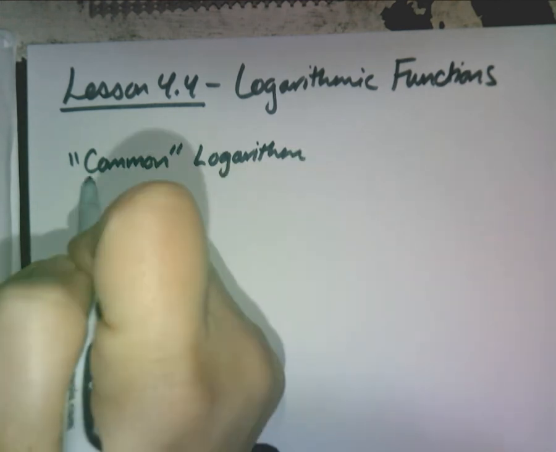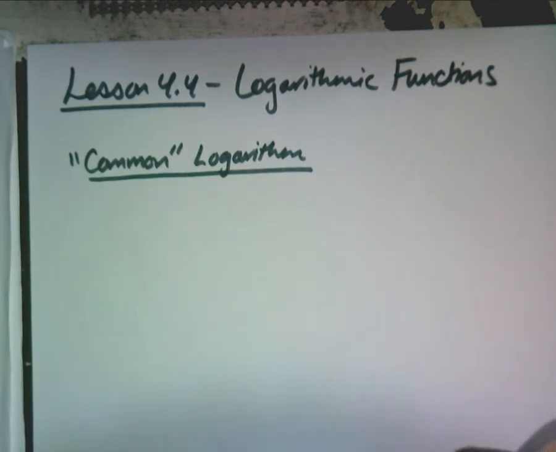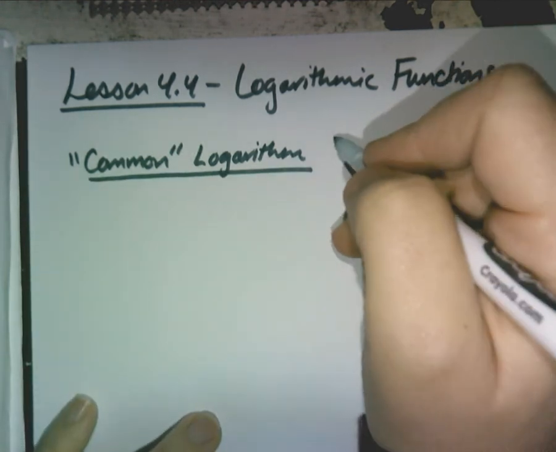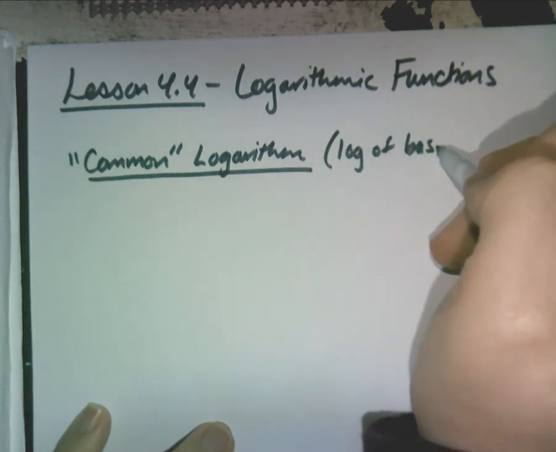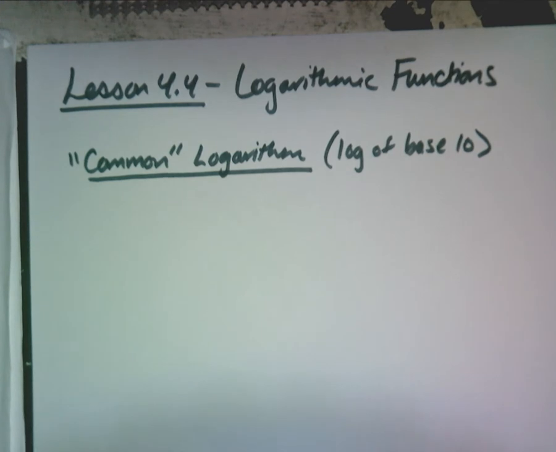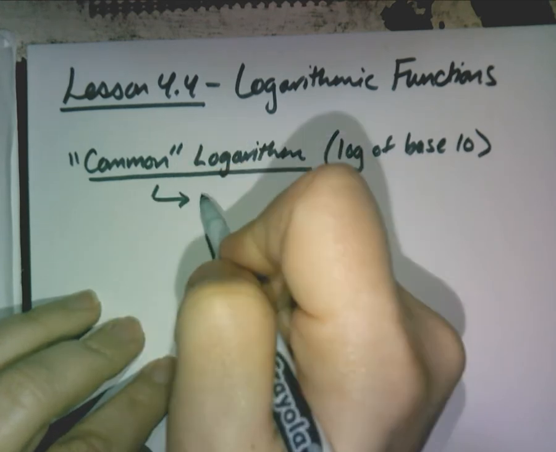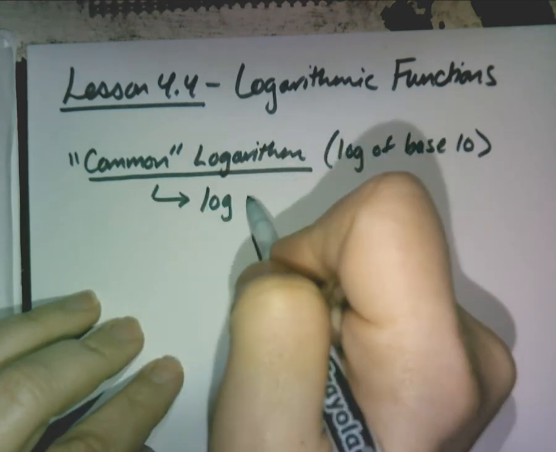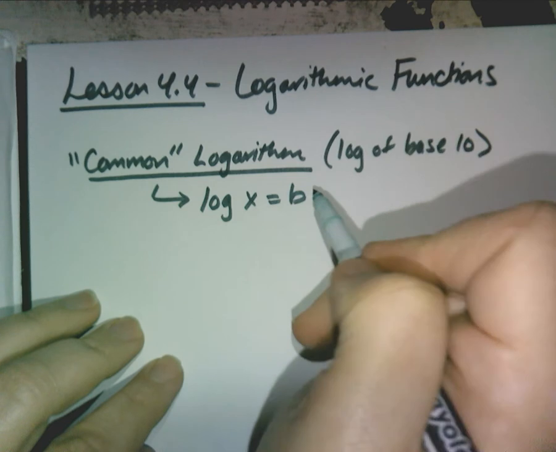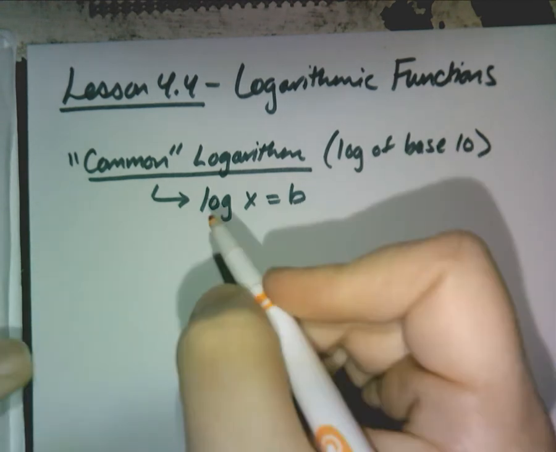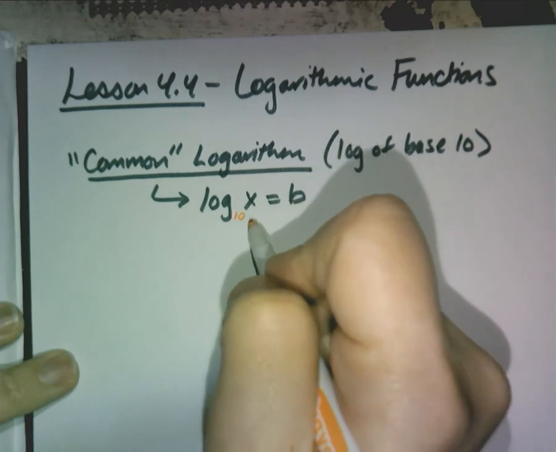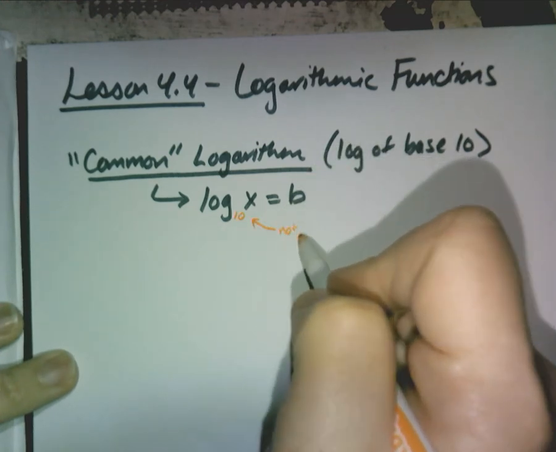That's the one that you actually see on your calculator that says LOG. Okay. And that is a log of base 10. When you see that on your calculator and you press it, what you're actually doing is log base 10. And it's written like this, log of x equals b. So again, there's an understood 10 right here, but that 10 is not written.